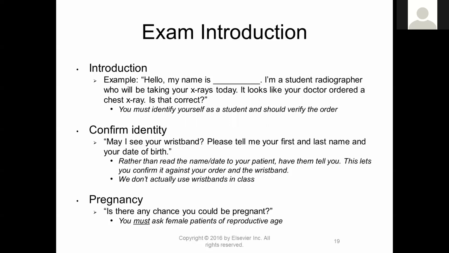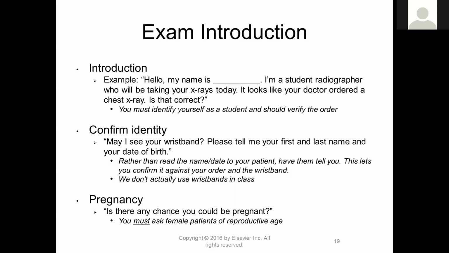When you are going to be interacting with a patient in the exam room, you're going to introduce yourself. And it is a requirement that you identify yourself as a student radiographer. So in this case, hello, my name is blank. I'm a student radiographer who will be taking your x-rays today. It looks like your doctor ordered a chest x-ray. Is that correct? So here, you are introducing yourself, identifying yourself as a student, and also verifying the order.